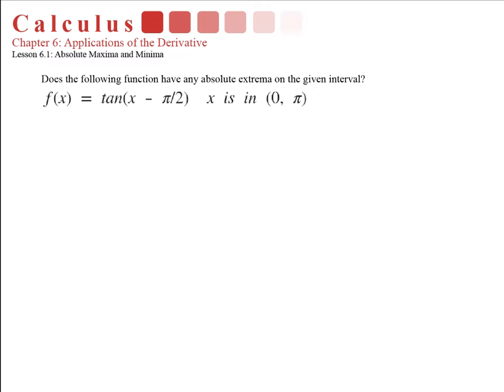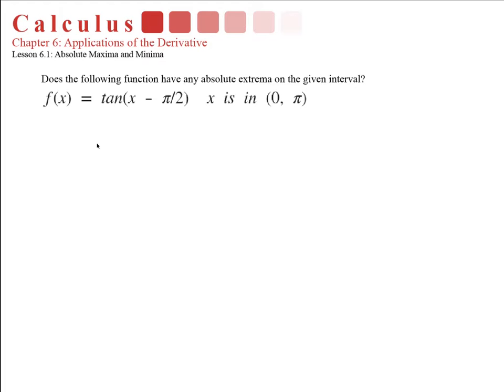Here's the first example. Does the following function have any absolute extrema on the given interval? Now the interval in this case is from 0 to pi, and notice it's an open interval, so it doesn't include the endpoints. This would be our interval I. So what do we do in order to figure this out?